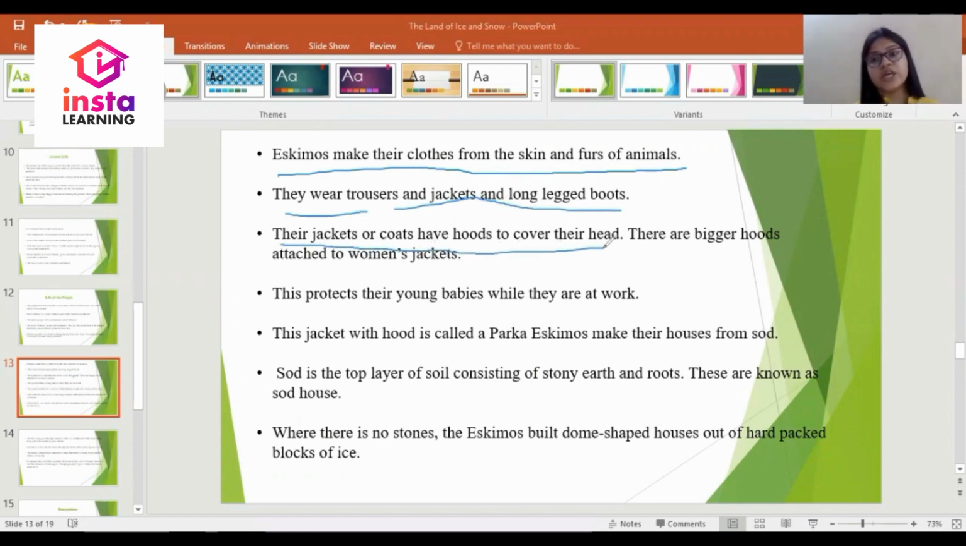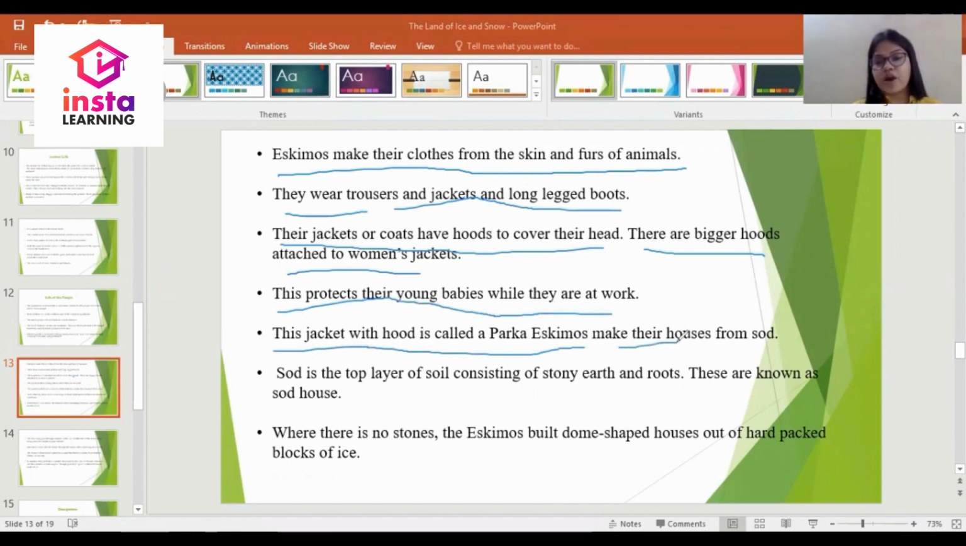The hoods attached to their coats and jackets. There are bigger hoods attached to women's jackets. This protects their young babies while they are at work. This jacket with hood is called a parka.